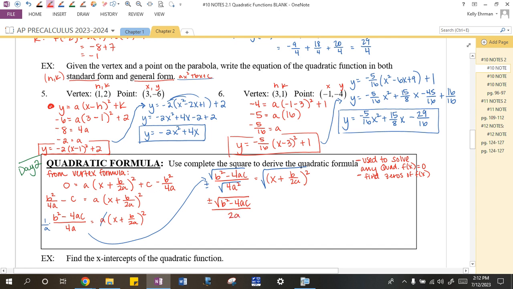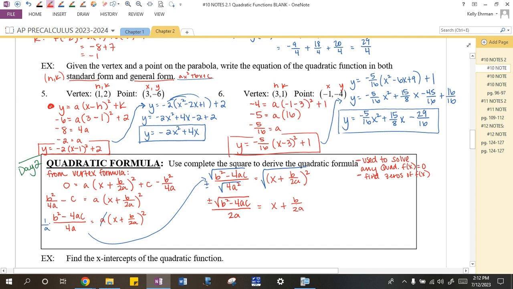Now, technically, should it be the absolute value of 2a? Sure, but honestly, there's a plus or minus here, so it doesn't really matter. If that's positive, whatever, we're going to plus or minus in the end anyway, so you're going to get a plus and a minus version. If 2a is negative, same thing, you're going to get a plus or minus. And that is now equal to x plus b over 2a.